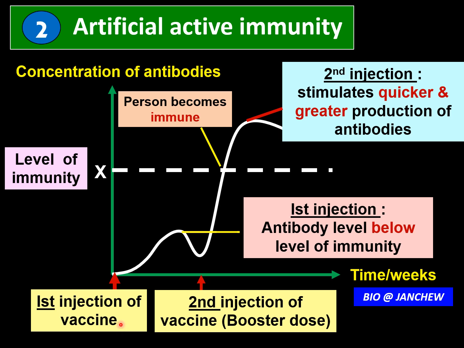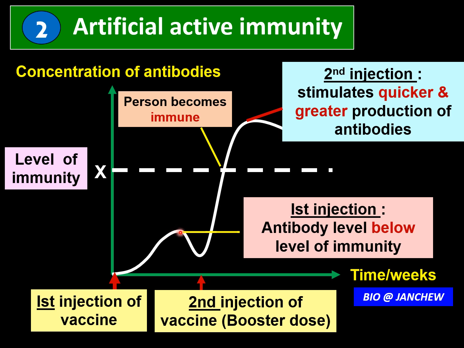So the vaccine contains the weak or dead pathogens or even toxins of disease. So when it is injected into the person, it stimulates the lymphocytes to produce antibodies to destroy the pathogens or to neutralize the toxins. All right. So the lymphocytes produce antibodies to destroy these antigens. Therefore, the level of antibodies starts to increase.